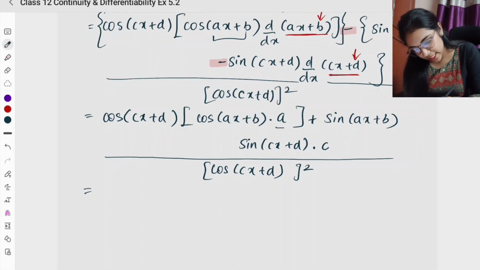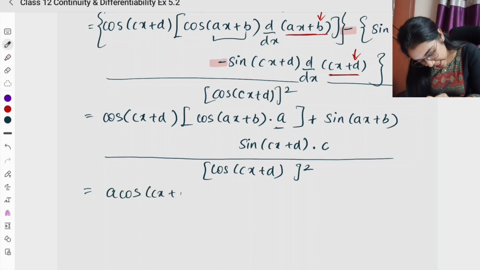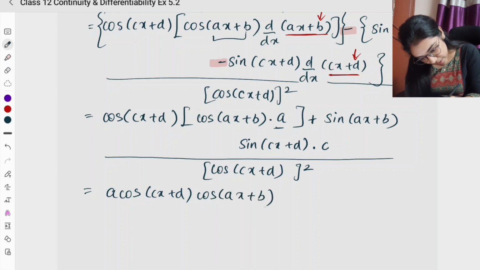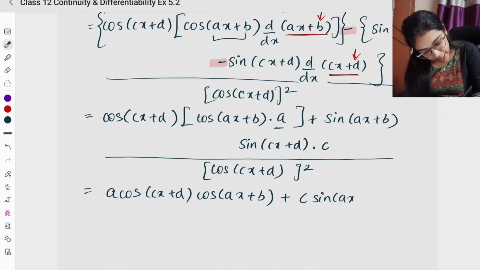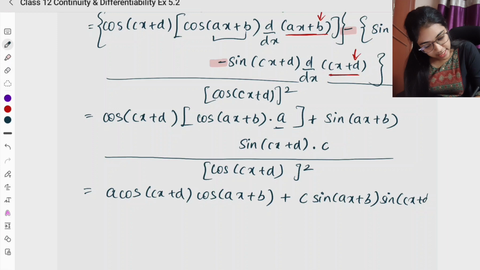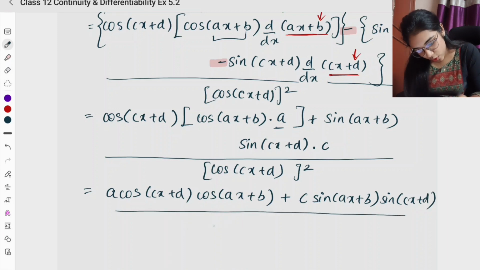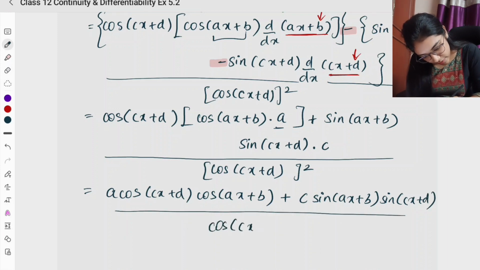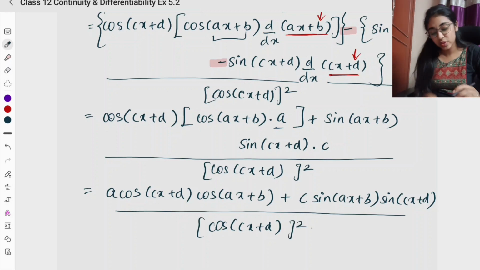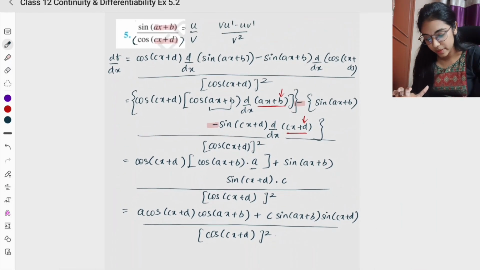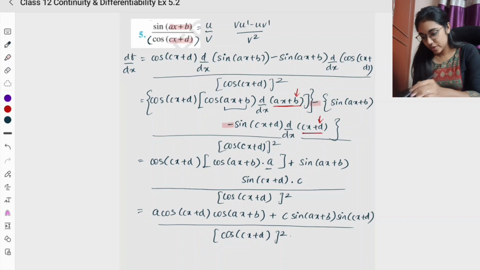It is going to be, in this place I am going to take a common. So I have a cos cx plus d cos ax plus b plus c times sin ax plus b times sin cx plus d, the whole divided by cos of cx plus d the whole square. Okay, so this is my final answer. Please copy. So what have we basically done?